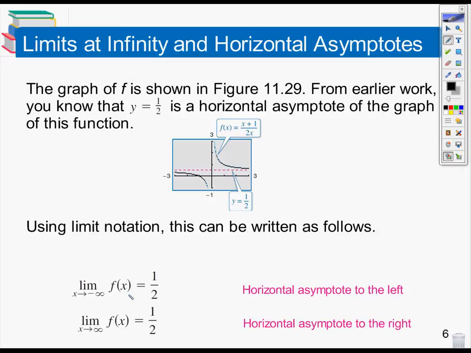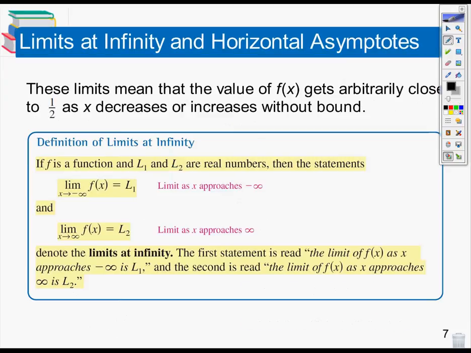But using limit notation, we can actually say that the limit of this particular function as we look at it from the left side will be 1/2, and the limit of the function as we look at it from the right side is 1/2, and we can denote it that way.